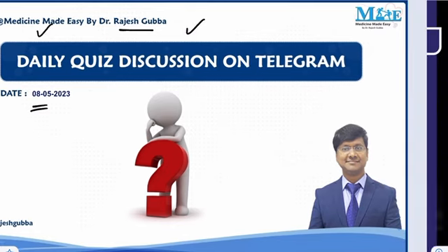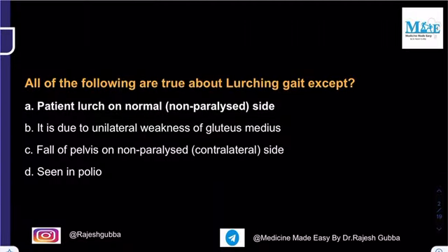So as a part of it, if you see the first question: all of the following are true about Lurching Gait except. The question is basically about what is a false statement regarding the Lurching Gait. The options are: patient lurches on the normal side, that is the non-paralyzed side; it is due to unilateral weakness of gluteus medius muscle; fall of pelvis on non-paralyzed side; it is seen in polio.